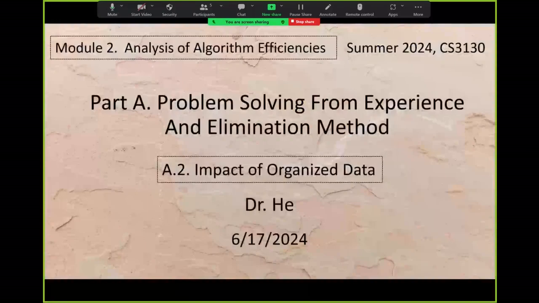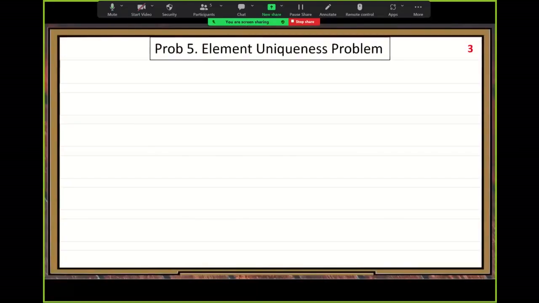All right, so next topic, 8.2, impact of organized data. Here we need to solve another computing problem. Problem number 5, the element uniqueness problem.